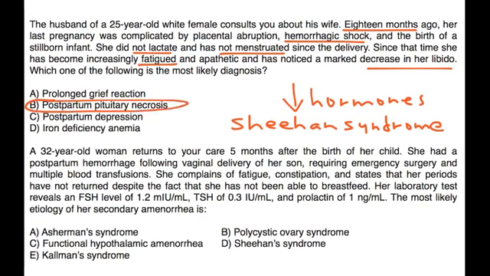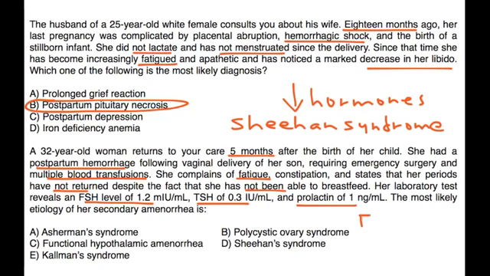And finally, a 32-year-old woman returns to your care 5 months after birth of her child. She had a postpartum hemorrhage following vaginal delivery of her son, requiring emergency surgery and multiple blood transfusions. She complains of fatigue, constipation, and states that her periods have not returned despite the fact that she has not been able to breastfeed. Lab tests show an FSH of 1.2, TSH of 0.3, prolactin of 1. The most likely etiology of her secondary amenorrhea is.